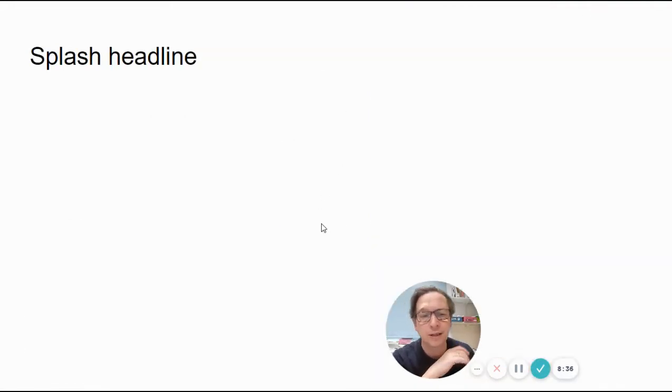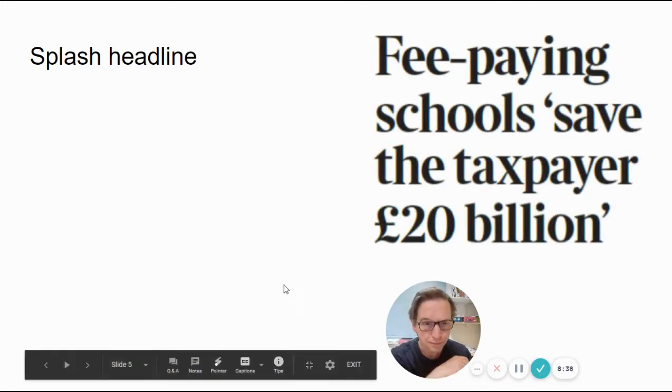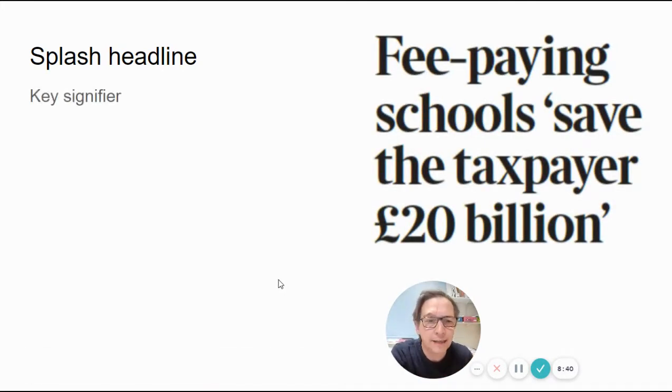So this is our splash headline. This is very much our key signifier, because this headline, fee-paying schools save the taxpayer £20 billion, is going to frame our understanding of the whole rest of the article when we go in to read a bit more detail. But a good headline should really encapsulate what the story is all about.